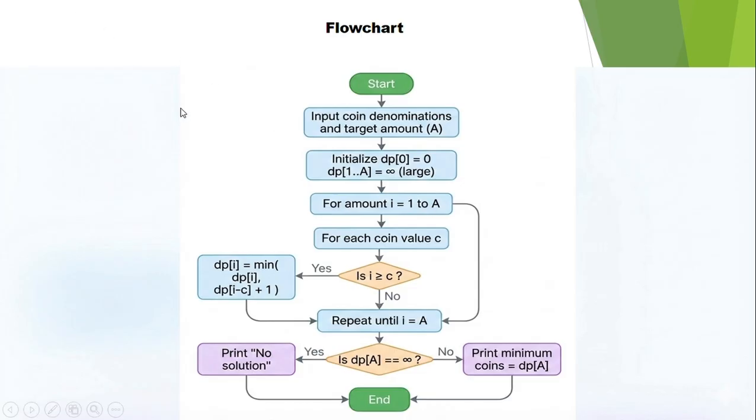Now let's talk about the flowchart of this program. Our program starts, takes inputs of denominations and gets a target value. Initialize our first row, check the amount for each coin value C. If yes, then execute this. If no, execute this point, and then the program repeats until the value of I. Then again check the addition. If yes, it ends. If no, the loop starts again, checks the minimum values, and brings the result and terminates the program.